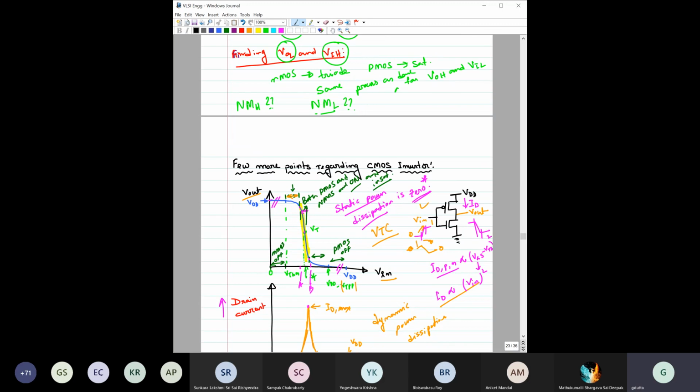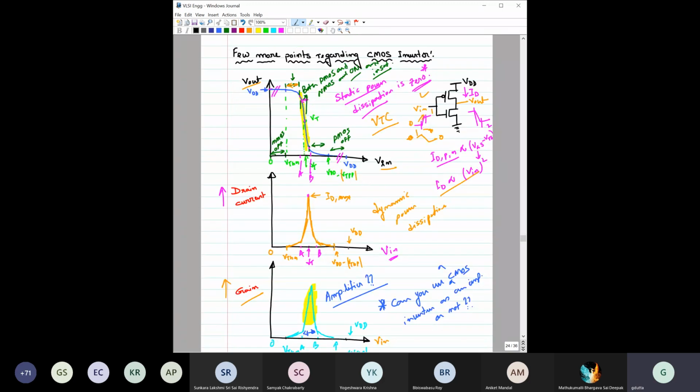So a few more points regarding the CMOS. Here we have discussed this VTC, and if this is the VTC, how should the drain current versus Vin characteristics look like? We have seen that the characteristics would be like this. Till this point there will be no current because here this NMOS would be off. Here there would be no current because PMOS is off. To have any current ID, both NMOS and PMOS have to be on, and that is only possible between these 2 points.